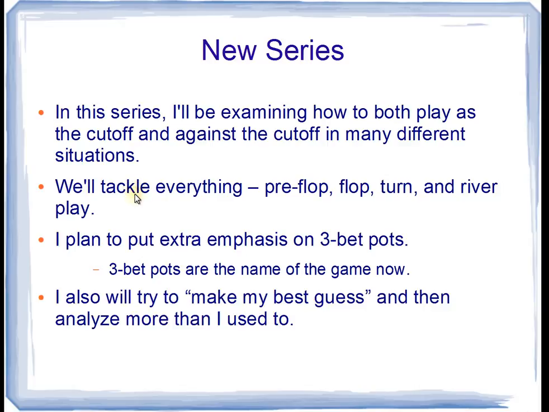And I will also try to make my best guess and then analyze it more than I used to. So what I mean by this is I usually have a very methodical approach when I'm looking at a flop texture or a turn texture. I'll often first ask myself, what hands do I want to raise for value, then see how many value raises I have, and then from there figure out how many bluff raises I think I should have. So if you've seen my other videos, you'll probably see me say something like, okay, I'm raising 6 hands for value on the flop. I want to have 10 or 11 bluffs to balance out that range.